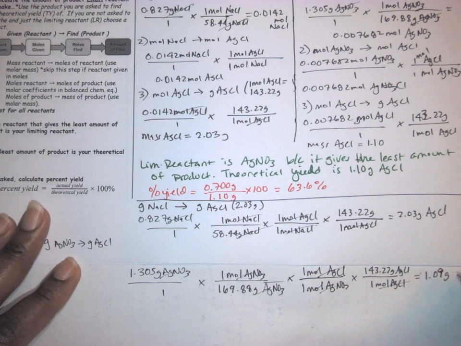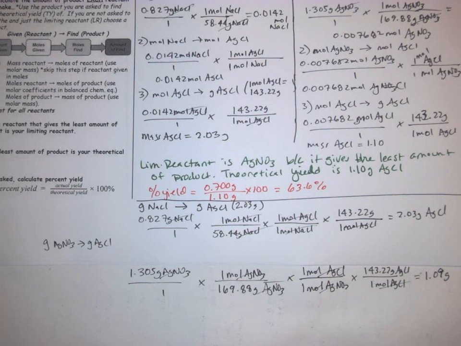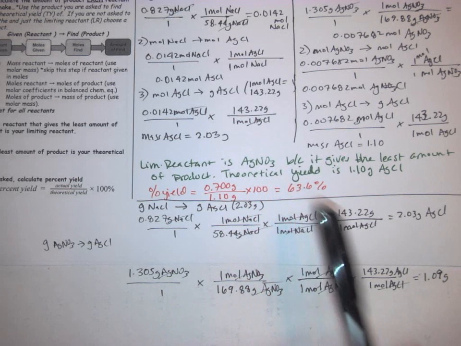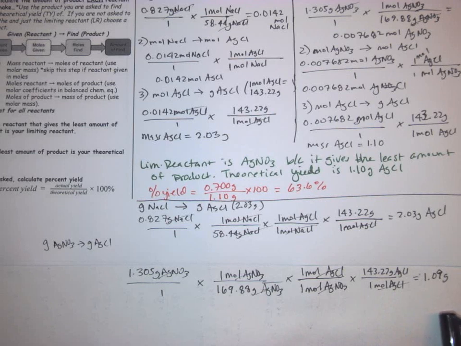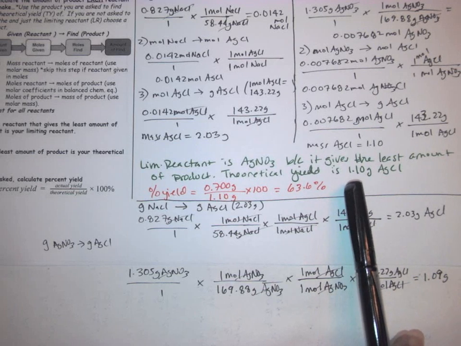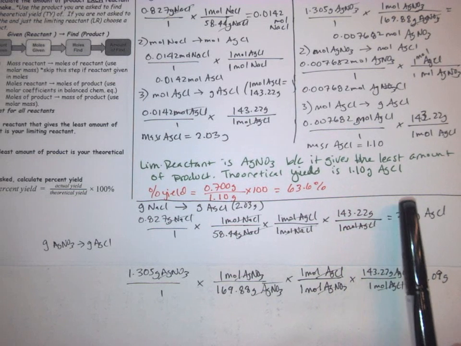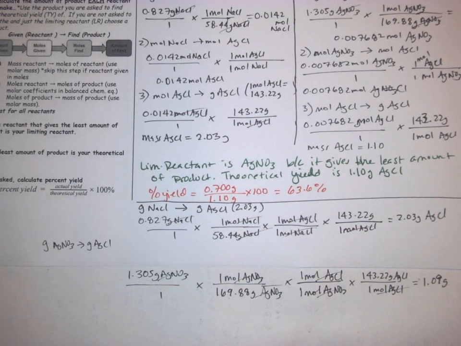So which one is my limiting reactant and theoretical yield? It's the one that gives me the smallest number, so AgNO3 is my limiting reactant because it gives the least amount. When I did it all in one line, I got 1.09, but with the step-by-step method, I got 1.10, but that's fine because it has to do with sig figs. Remember, the last digit can be slightly off, depending on how you round things. So here I put 1.10, but you can put 1.09 if that's what you got. And that's my theoretical yield of AgCl.